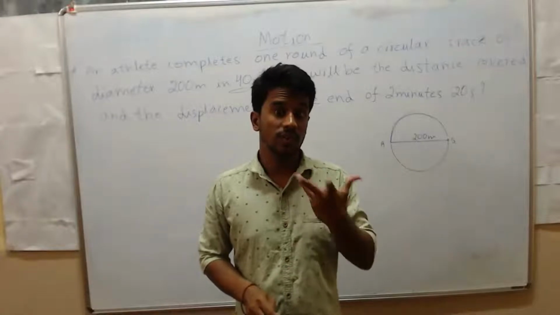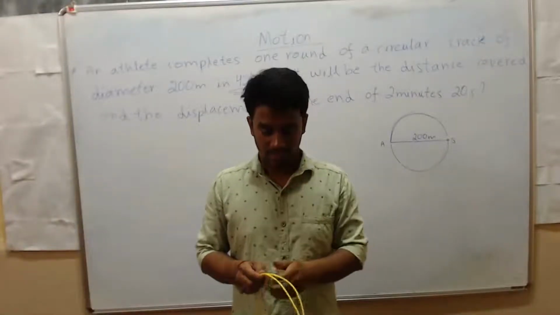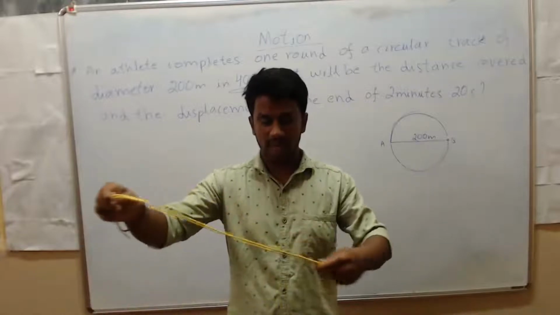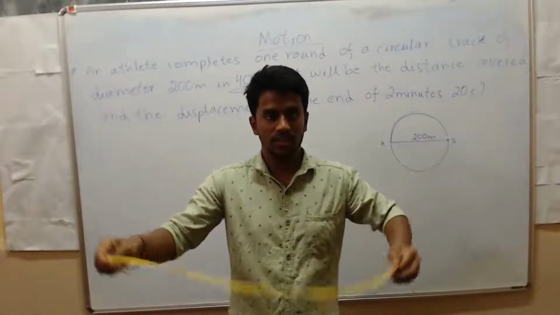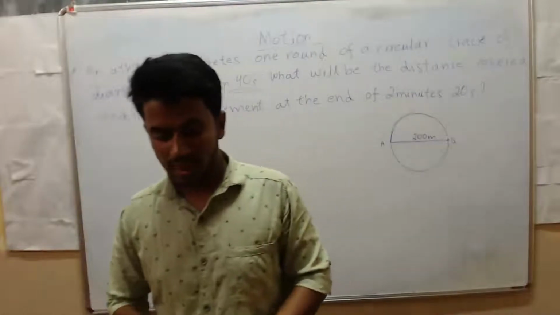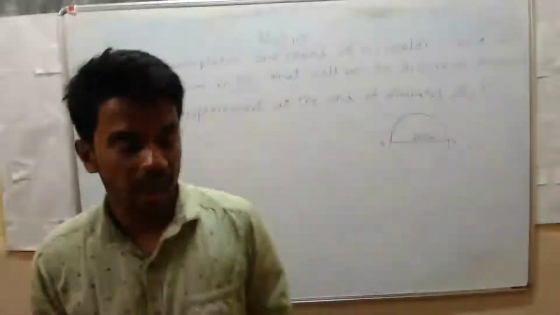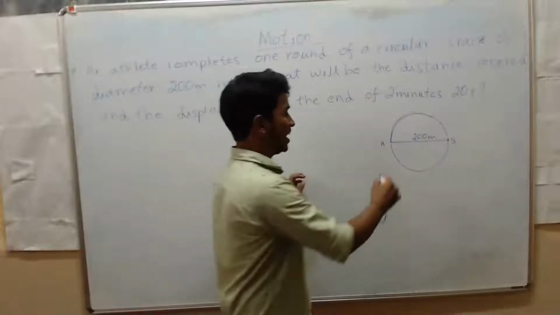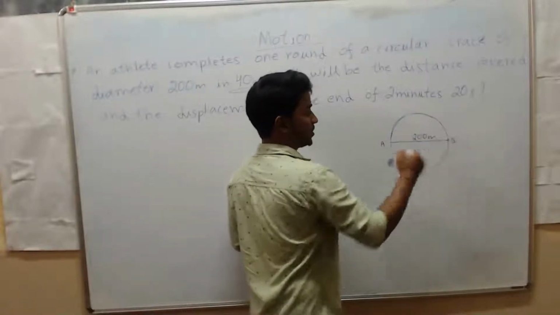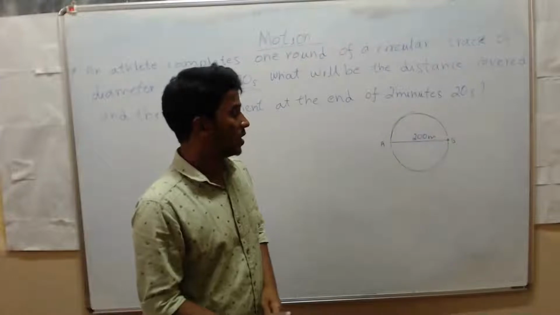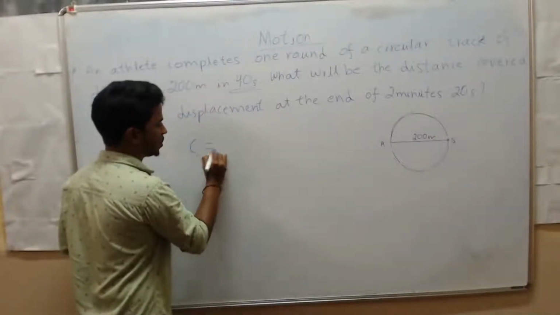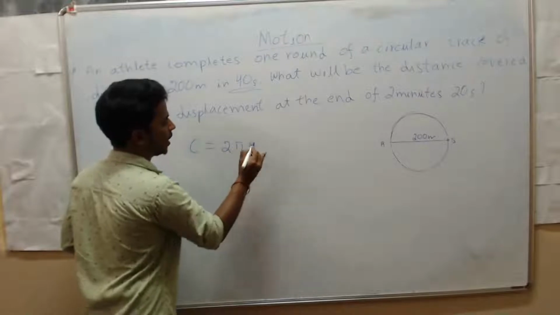If the circle is very big, just like your city, is it possible to take a thread and measure? It is difficult, right? So for that, we have one formula. If you know the radius of any circle, we can calculate the length or boundary of the circle. We call it the circumference of the circle. That is C is equal to 2 pi r.